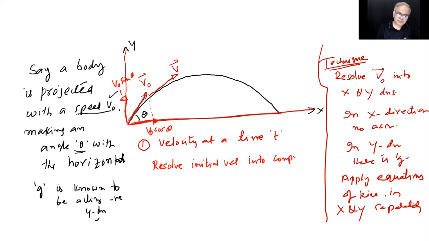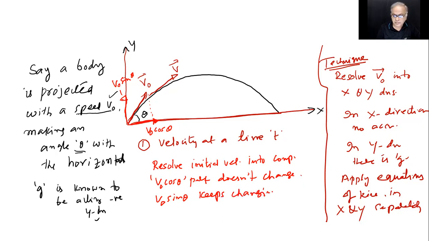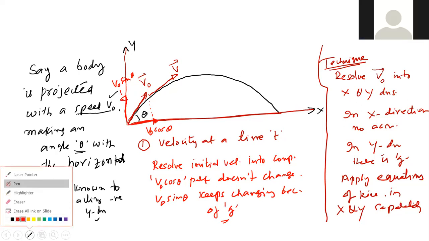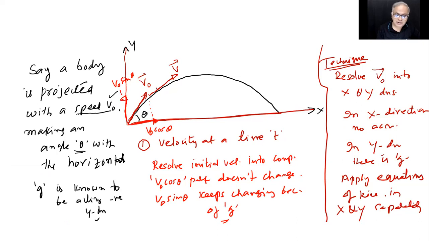Now, look, V0 cos theta doesn't change. V0 cos theta part doesn't change. Why? There's no g in that direction, right? V0 sin theta keeps changing, because of what? g. Do you agree? Yes, sir. I want immediate feedback.